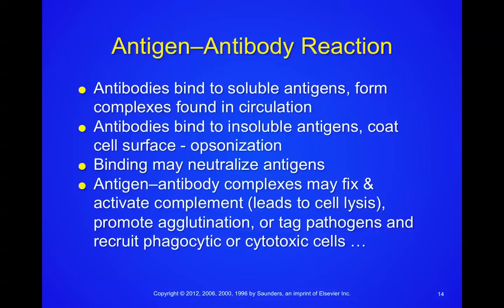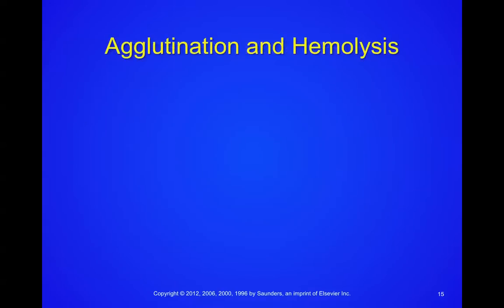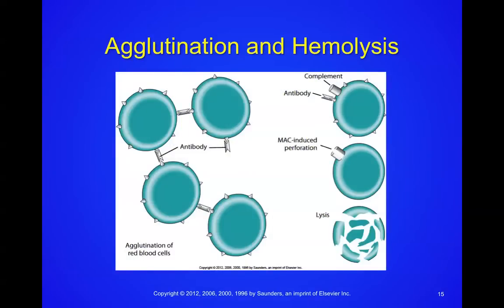Antigen-antibody complexes may also fix and activate complement, promote agglutination, or tag pathogens and recruit phagocytic or cytotoxic cells. In this figure, we see antibodies binding to antigens on the surface of red blood cells, which causes the red blood cells to stick together and form clumps, separating them from the blood serum in the process termed agglutination, which is basically Latin for glued together. On the right, we see an antibody activating the complement cascade, which leads to MAC-induced perforation of the cell membrane and terminates in cell lysis.